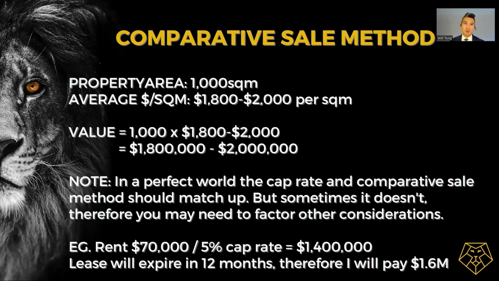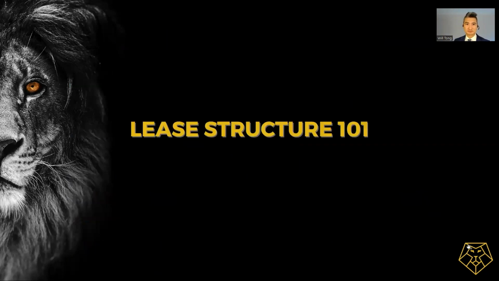So you might say to yourself, what are my opportunity costs? Well, maybe I'll pay $1.6 million for the property, because I know the tenant's going to move out in 12 months, and the property will probably be worth somewhere between $1.8 to $2 million. So I'm still making a bit of money. Okay, so this is just an example. Obviously, there are other factors to consider, but in a perfect world, the comparative sales method and the cap rate method should match up.